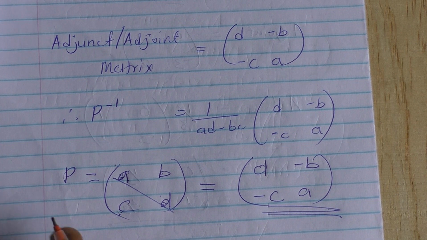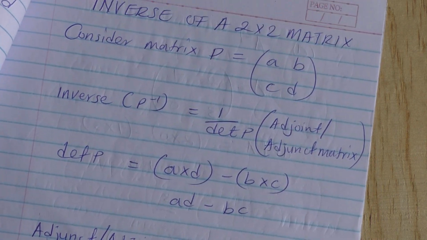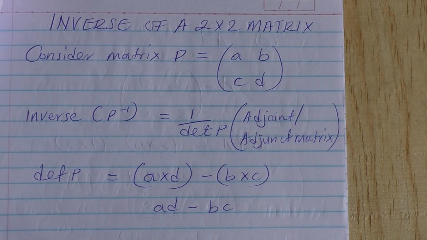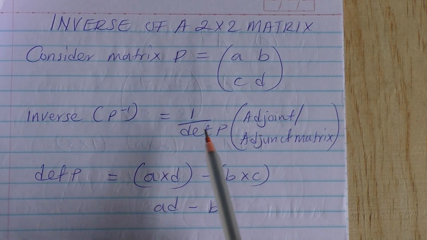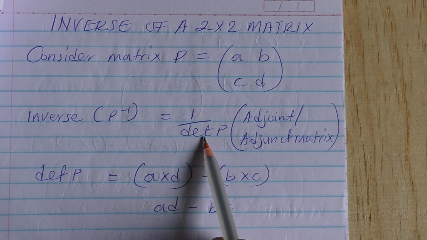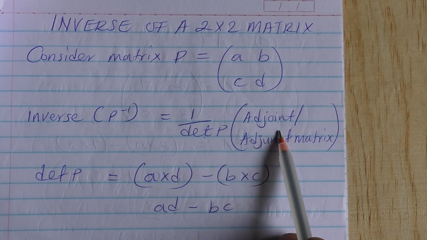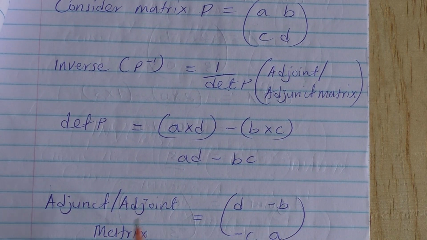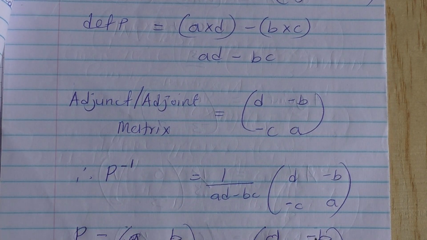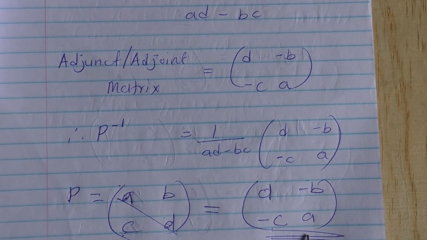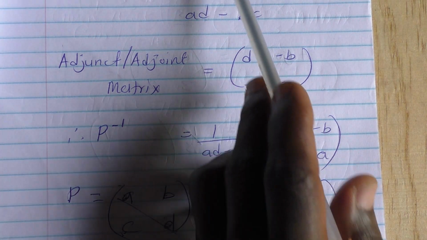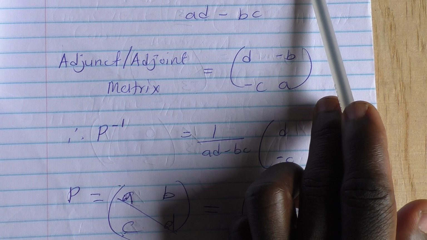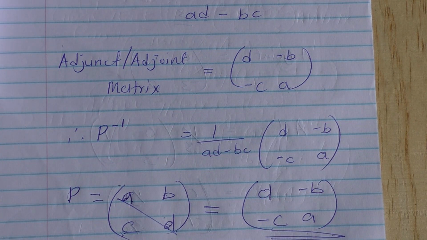And therefore, we come back to our inverse. The inverse is given by 1 over determinant times the adjunct or adjoint matrix. We've seen how we get the determinant. We've seen how we get the adjoint. Therefore, you get 1 over the determinant times the adjoint to get the inverse.